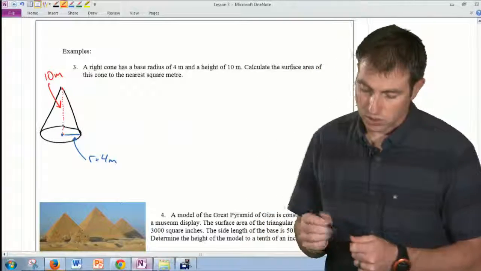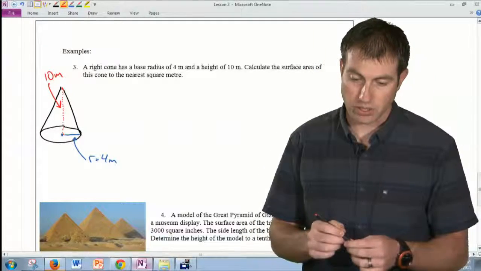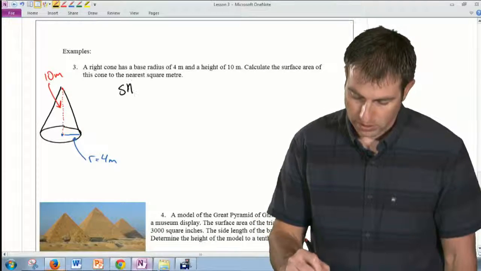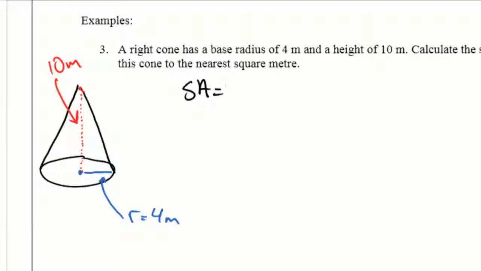We need to calculate the surface area of this cone to the nearest square meter. So from up above, I know the surface area formula is going to be pi times the radius of the base times the slant height plus pi r squared, which is the area of the base.